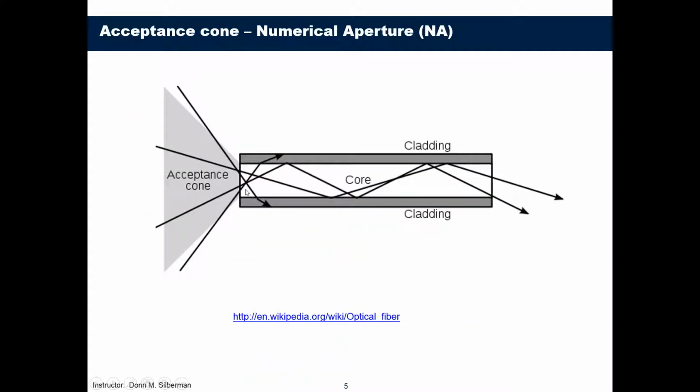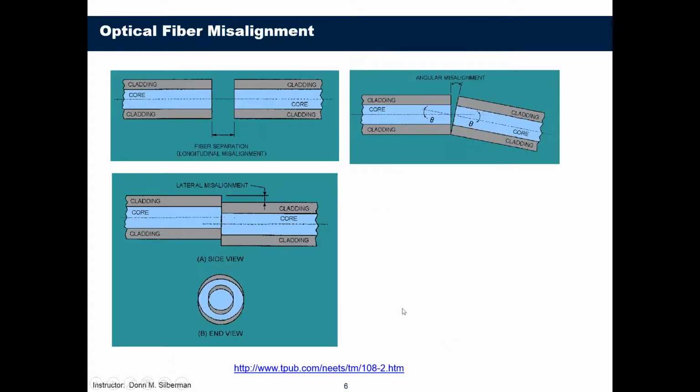Again, we have acceptance angle of fibers. Whatever fibers they are, they're all going to have some kind of an acceptance angle, and that is what you have to align to make sure that the light goes from the fiber into whatever you're trying to get it into, and likewise coming out, it has to be aligned properly as well. Typical misalignment things are the fiber separation and distance, angular misalignment, and lateral misalignment. So those are relatively obvious types of things.